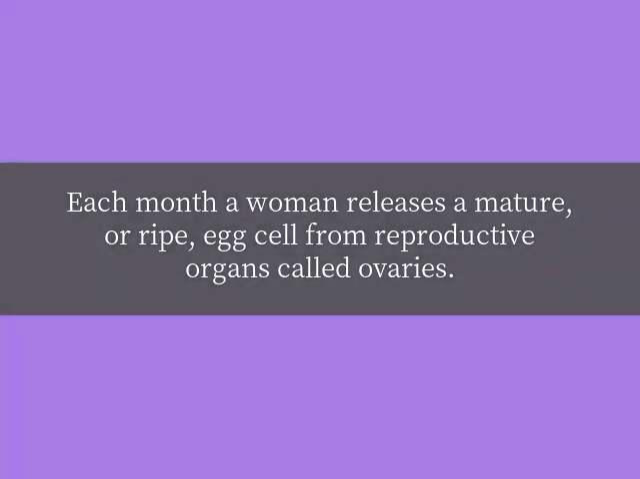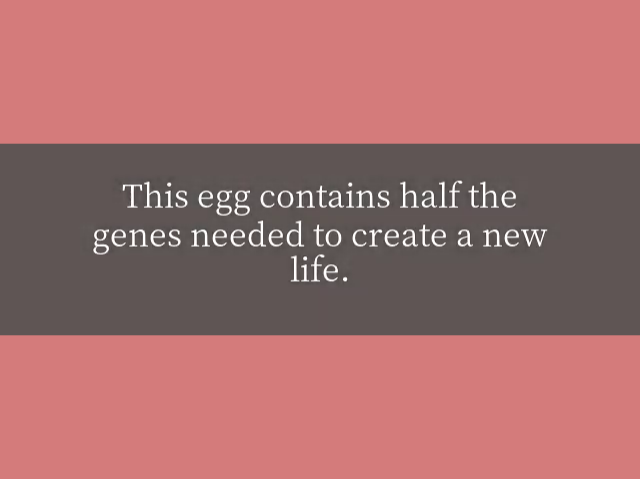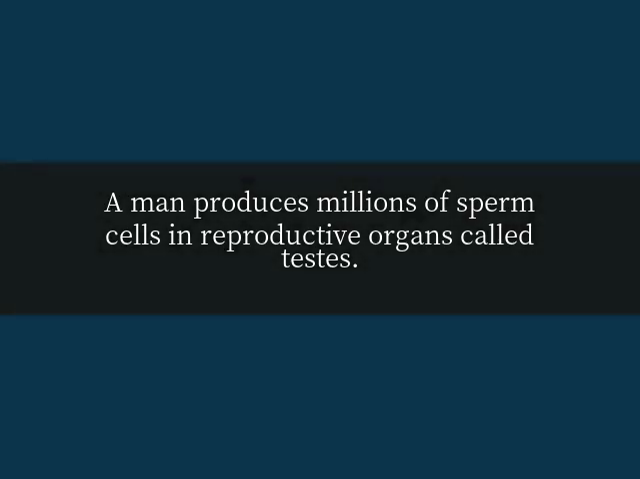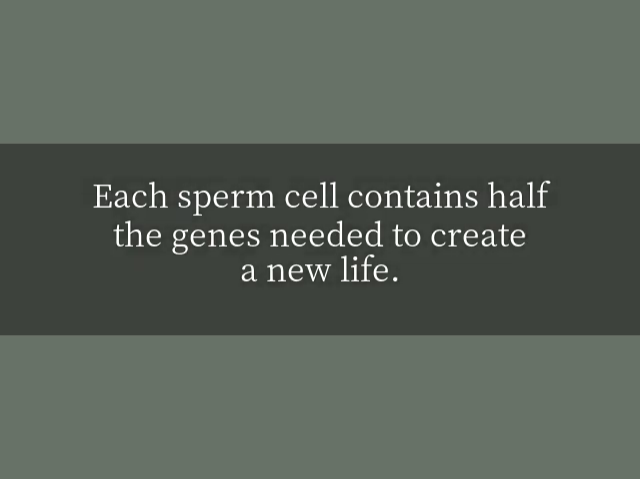Each month a woman releases a mature, or ripe, egg cell from reproductive organs called ovaries. This egg contains half the genes needed to create a new life. A man produces millions of sperm cells in reproductive organs called testes. Each sperm cell contains half the genes needed to create a new life.